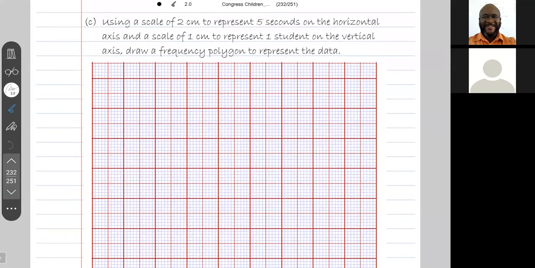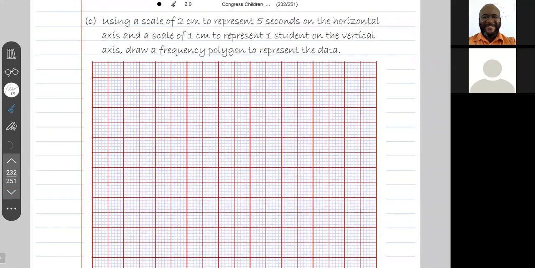So next we're told, using a scale of 2 centimeters to represent 5 seconds on the horizontal axis, and a scale of 1 centimeter to represent 1 student on the vertical axis, we're to draw a frequency polygon to represent the data. So we're going to draw a frequency polygon.